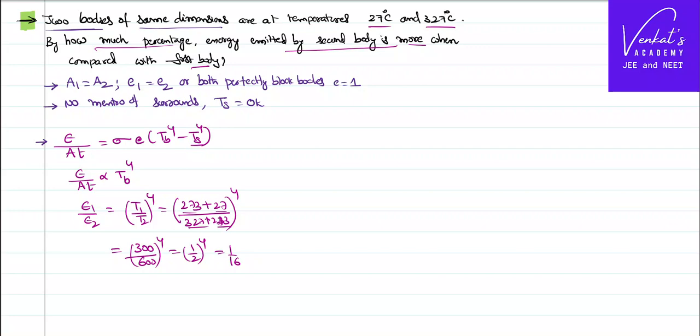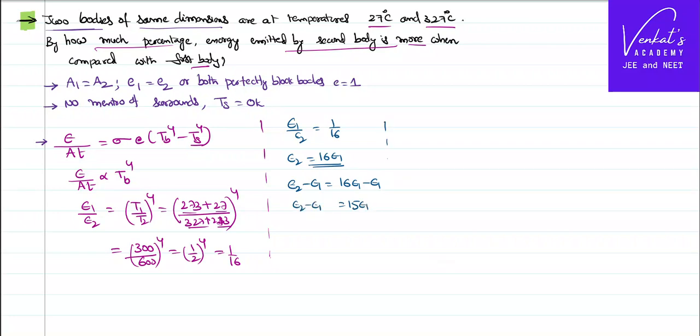1 by 16. So what you got is E1 by E2 is 1 by 16, or E2 is 16 times of E1. That is, energy emitted by the second body is 16 times of that of the first body. And how much more it is, means I have to say E2 minus E1. 16 E1 minus E1, that is 15 E1.